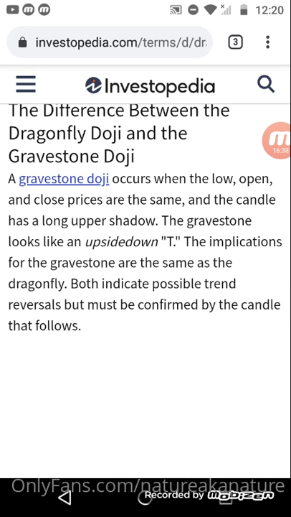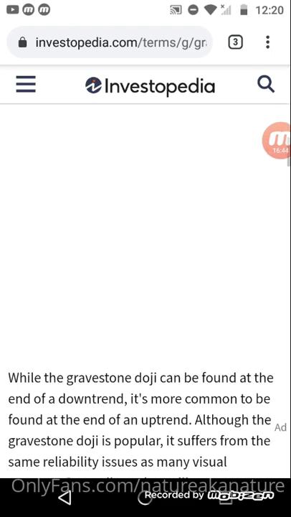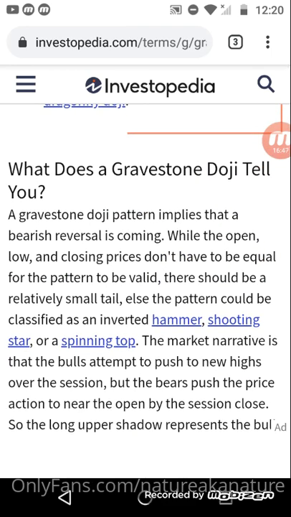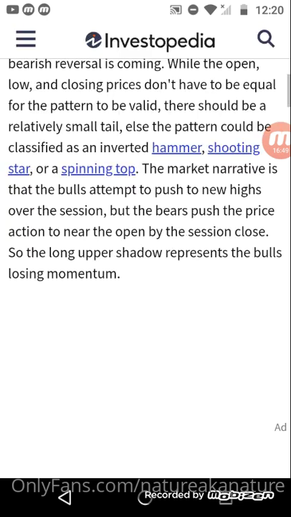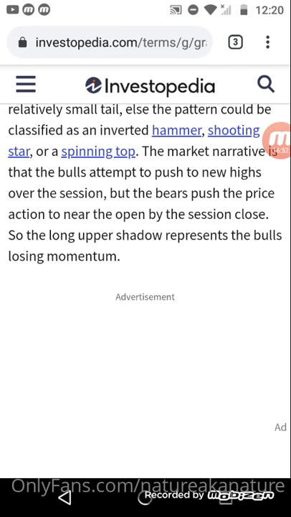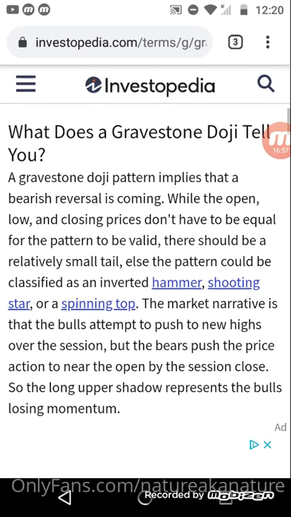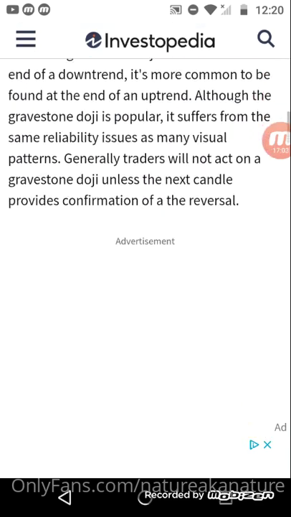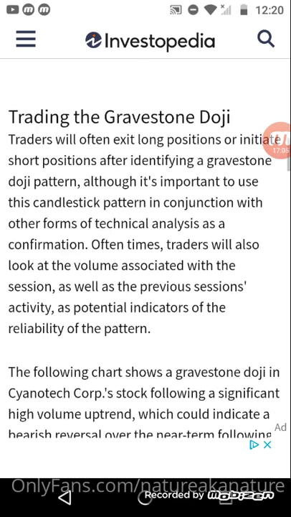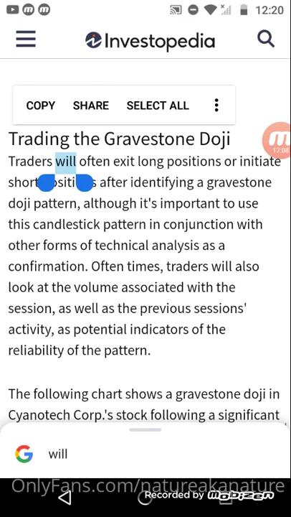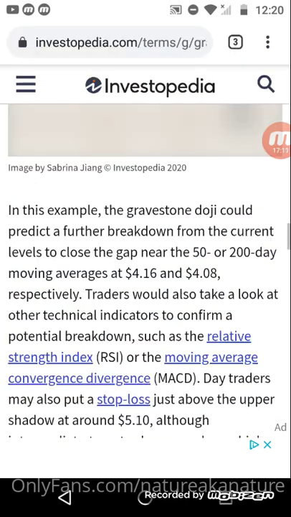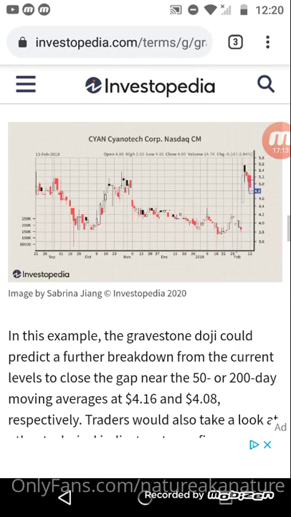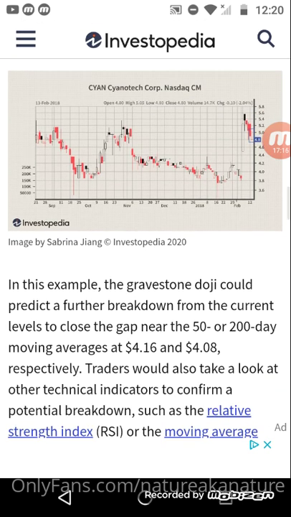So this is a Gravestone Doji. Like I said, Doji's dead form. We've seen a hammer or shooting star form after that Gravestone Doji. So a gravestone is a reversal that forms at the top of an uptrend. Okay, in this example, the Gravestone Doji predicts a further breakdown from current levels to close the gap near the 50 and 200 day moving averages, 4.6 to 4.80 respectively.